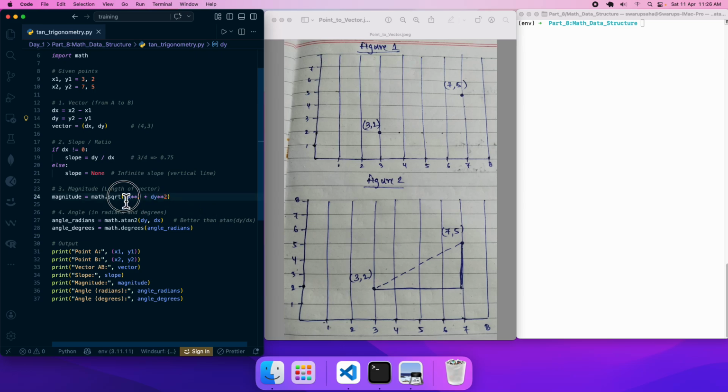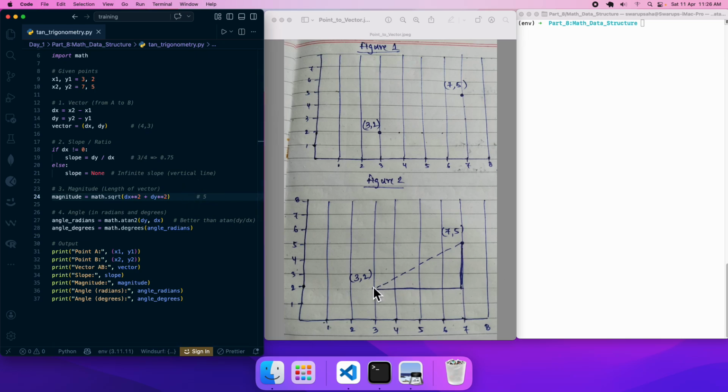So ultimately, after doing this, we already saw that this is 4, so 4 square is 16, and this is 3, so 3 square is 9. 16 plus 9 gives us 25, and the square root of 25 gives us the value 5, right? We'll get the value 5 exactly. This is the length.